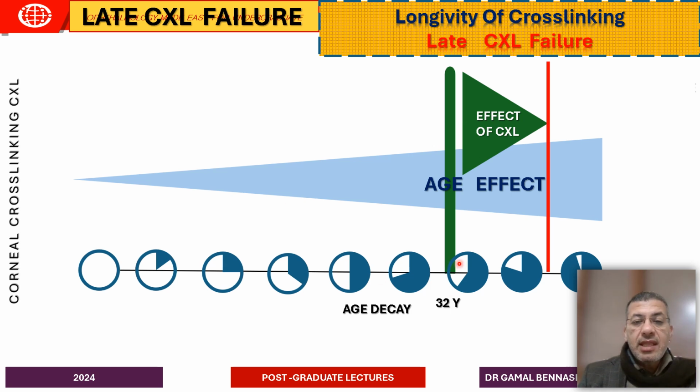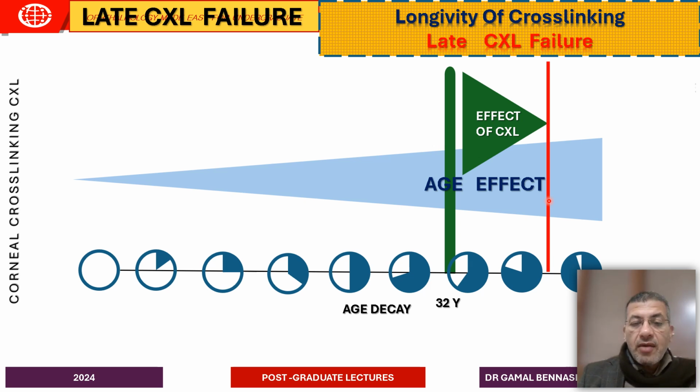If you cross-link a patient at the age of 32 years, and we say that the success will last for 5 to 10 years, then by the age of 40 years the CXL effect will fade away, and the patient will be stable, not because of the effect of the cross-linking, but because of the age-related stability and stiffness of the cornea, in the process which is known as physiological cross-linking.